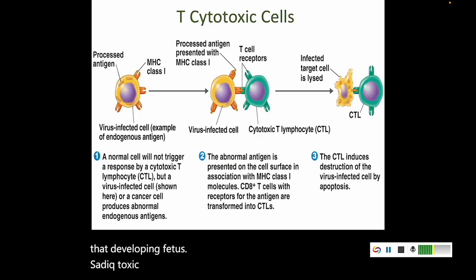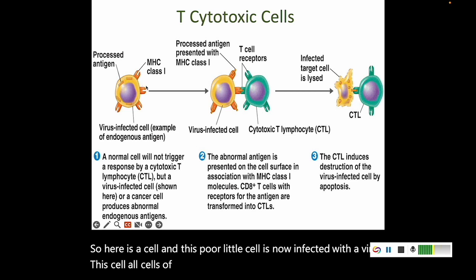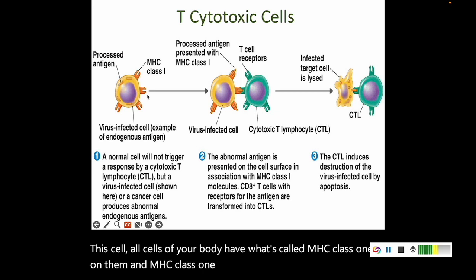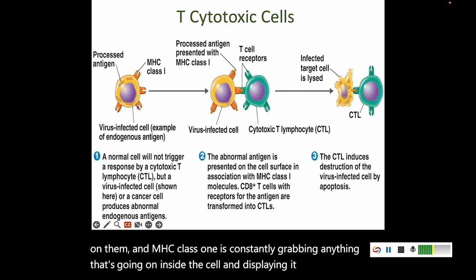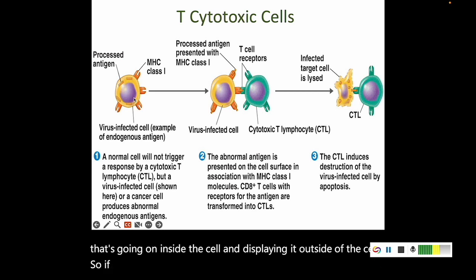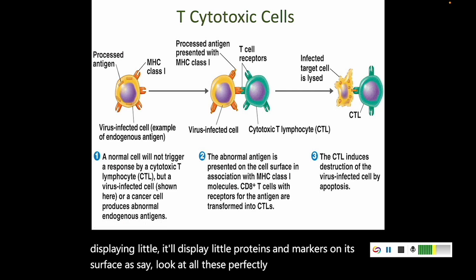Cytotoxic T cells, let's talk about how they work. So here is a cell, and this poor little cell is now infected with a virus. This cell, all cells of your body have what's called MHC class 1 on them. And MHC class 1 is constantly grabbing anything that's going on inside the cell and displaying it outside of the cell. So if this cell is perfectly healthy, doing what it should be, it'll display little proteins and markers on its surface that say, look at all these perfectly healthy, normal things I'm doing.